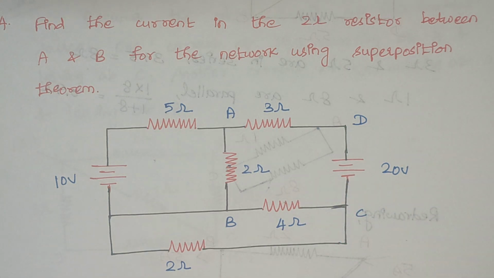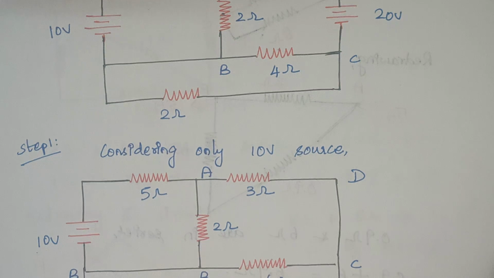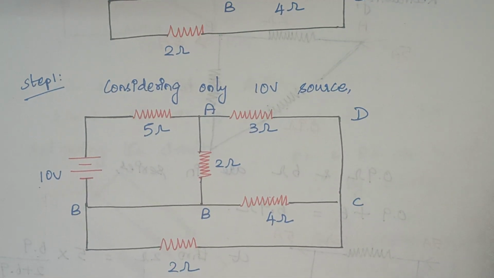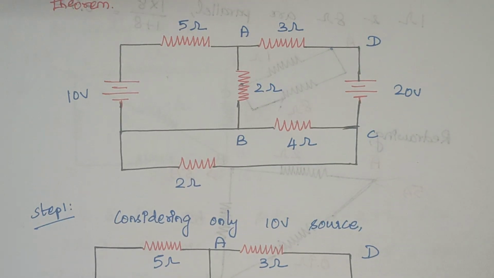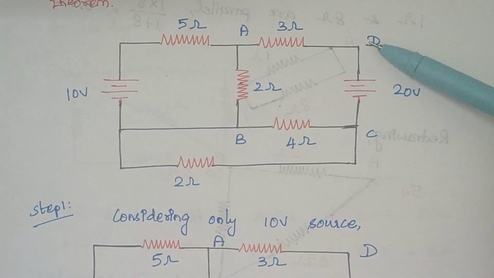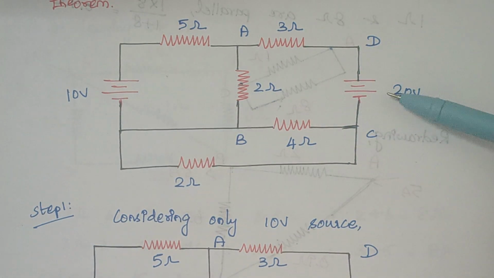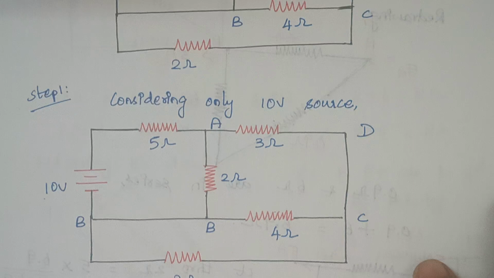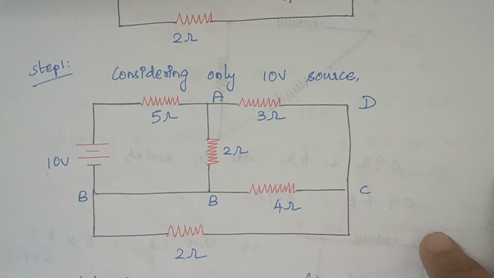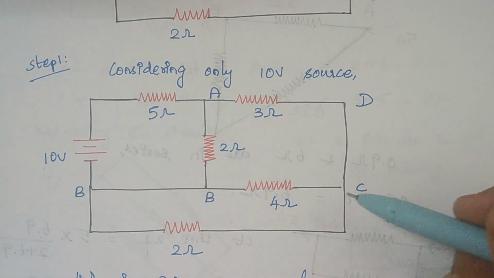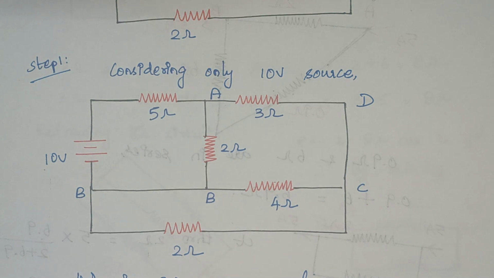Right. So our first step is we are considering only the 10 volt source. So we are considering only this source, and here we are eliminating the 20 volt source. So we have a circuit like this. Now the first step is we are going to simplify this circuit, find the total current that flows through this circuit, and calculate the current that flows through the 2 ohms.